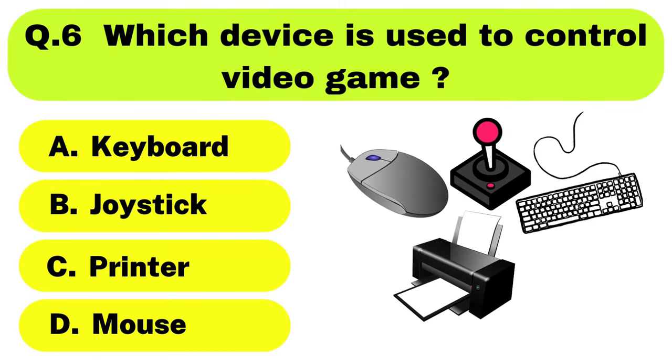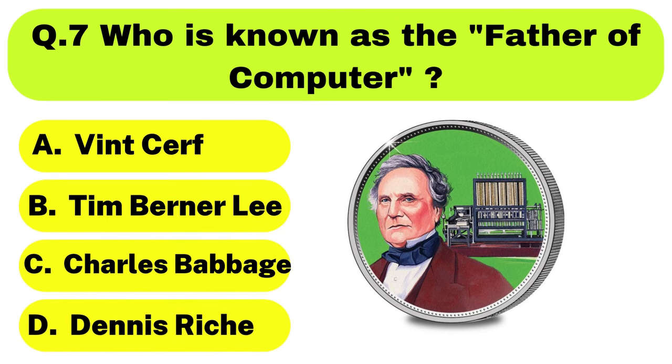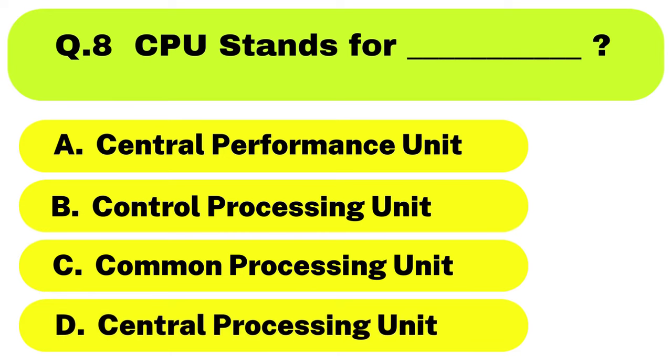Question number 6, which device is used to control video game? The correct answer is option B, joystick. Question number 7, who is known as the father of computer? The correct answer is option C, Charles Babbage. Question number 8, CPU stands for? The correct answer is option D, Central Processing Unit.